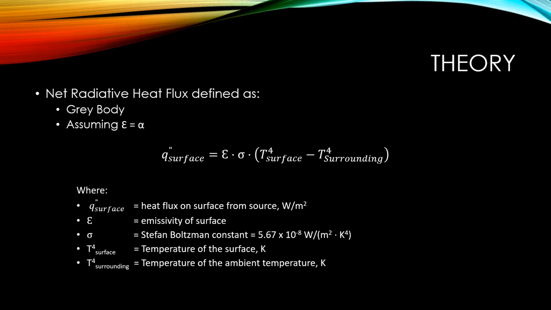So before we begin our experiment, let's take a look at the equation that's going to be used. The general equation used for emissivity in our experiment will be the radiative heat flux, and this is also going to be assuming that the surface is a gray body, where we can also assume the absorptivity is equal to the emissivity to obtain the simplified equation below, where Q of the surface is equal to the heat flux on the surface from the source. Emissivity, we have sigma, which is equal to the Stefan-Boltzmann constant, and then we have our temperature of our surface and temperature of the surrounding.